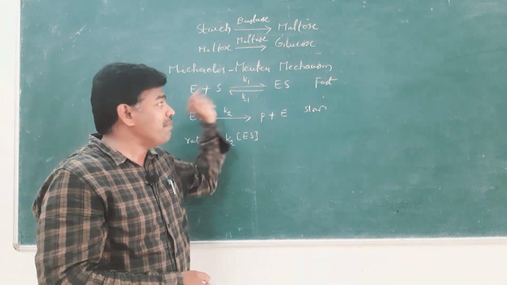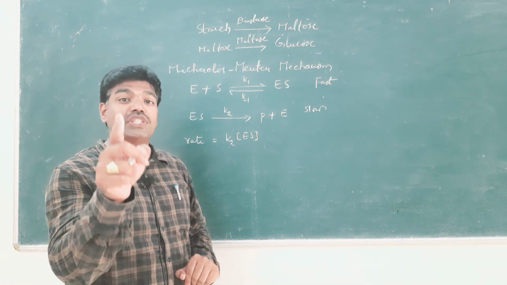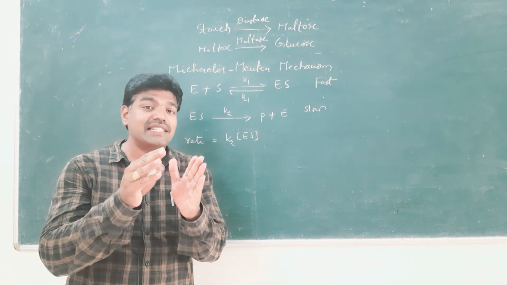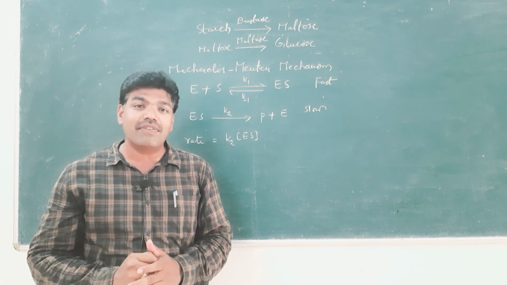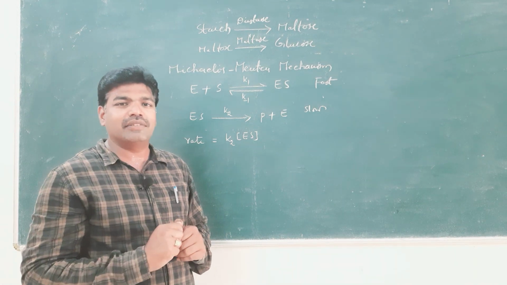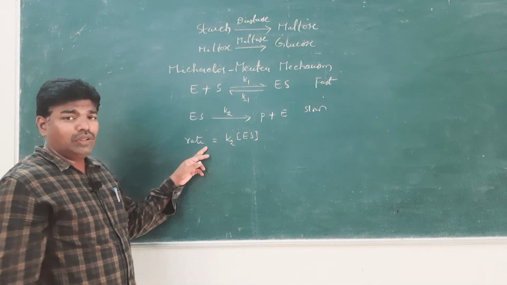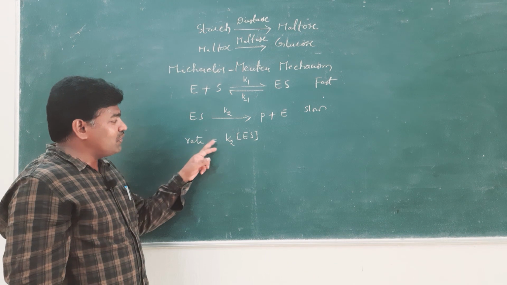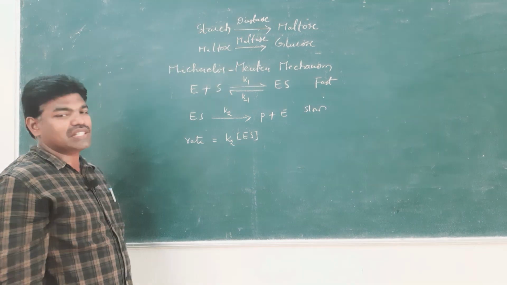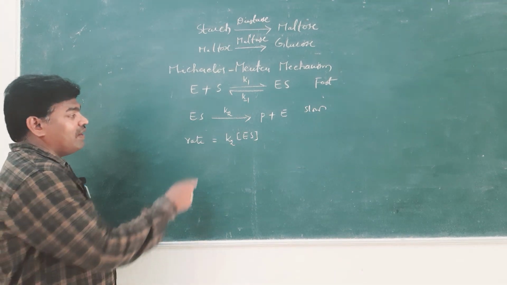So, this enzyme catalyzed reaction comes under the category of homogeneous catalysis. In homogeneous catalysis, rate is directly proportional to the concentration of catalyst. You just remember that statement. So, rate is equal to K2 into the concentration of enzyme substrate complex.